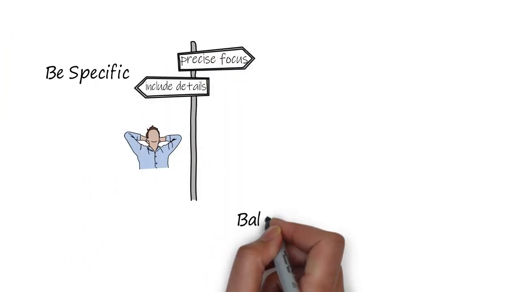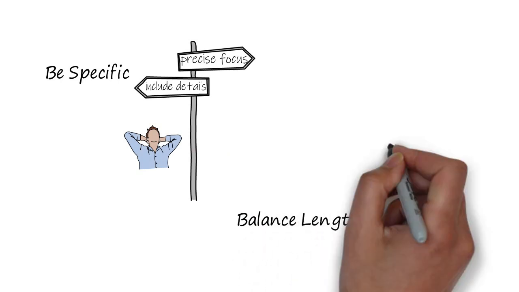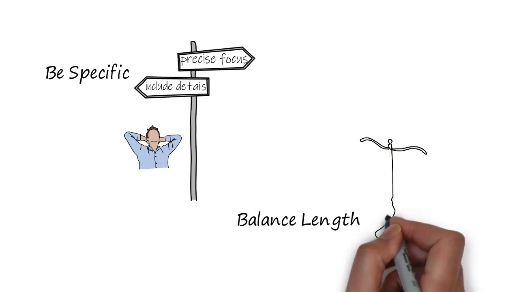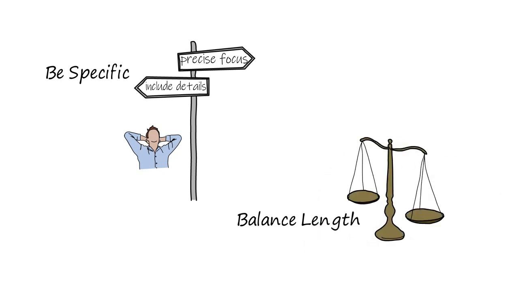Balance length. While it's important to be concise, ensure that your title is also informative. Strive for a balance between brevity and providing enough information to convey the main idea of your research. Aim for a title that is neither too short nor excessively long.